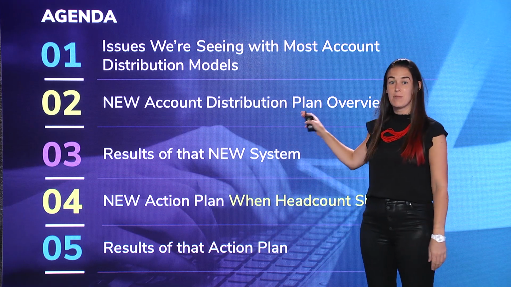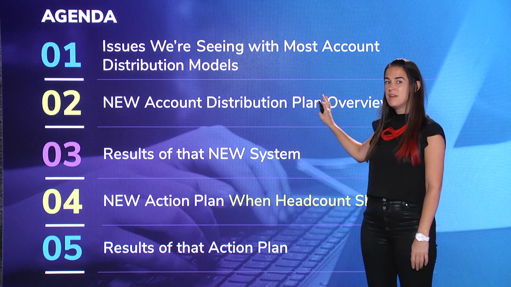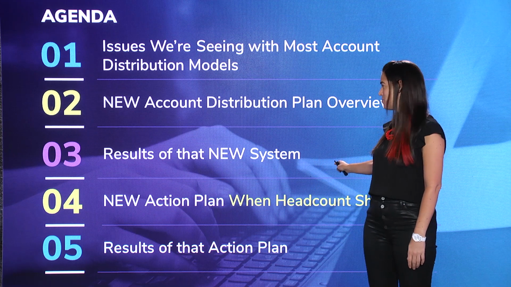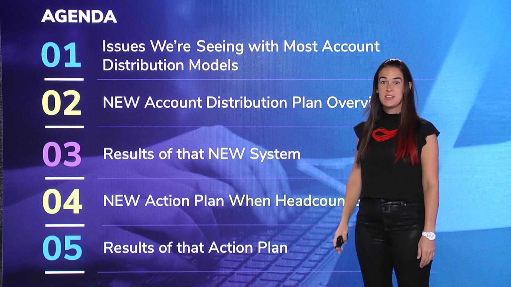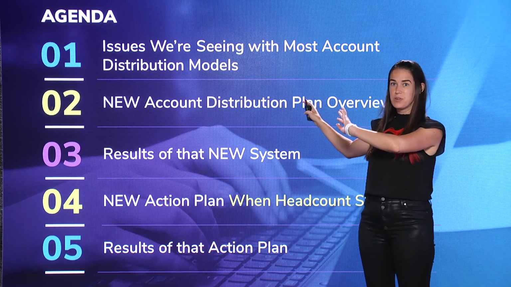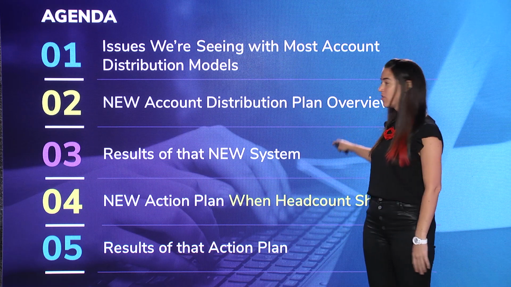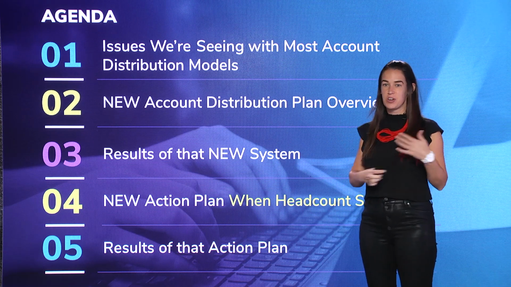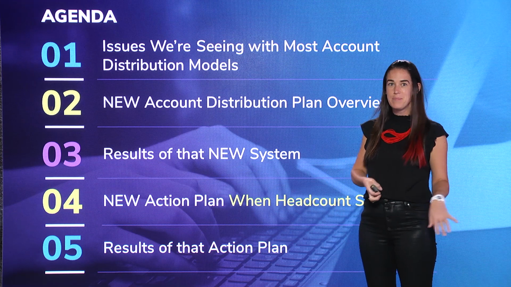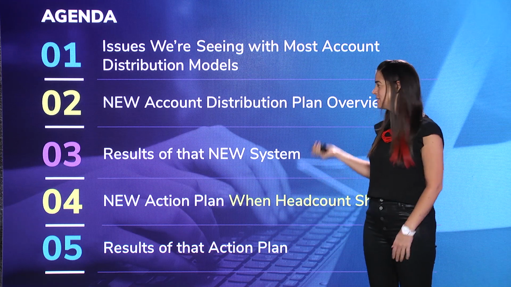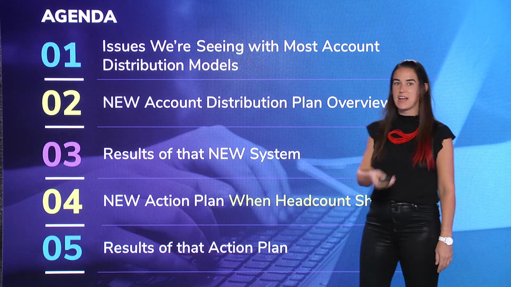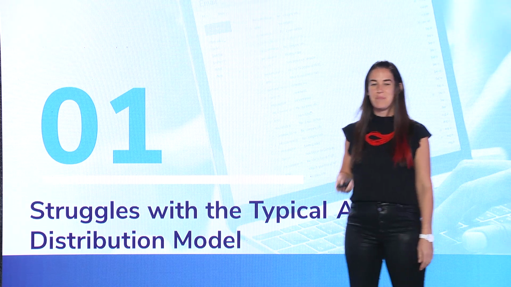Number 3, the net results of that new system. Number 4, the new action plan when headcount shifts. Once we have our account distribution plan mapped, whenever our headcount shifts and we have AEs churn and leave the organization and some come back in, what are we going to do with the accounts? And number 5, the results of that action plan. So let's go ahead and jump in.